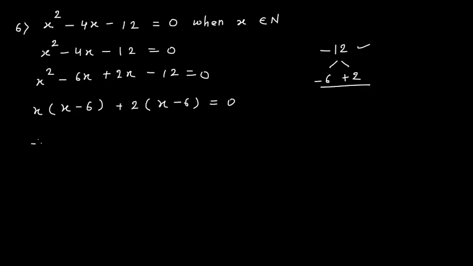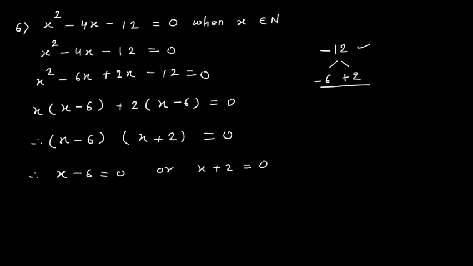So therefore I have x minus 6 in one bracket and x plus 2 in another bracket, and this is equal to 0. So therefore this will give me x minus 6 is 0 or x plus 2 is 0. So therefore I will get x is 6 or x is minus 2. So I have two answers, x is 6 and x is minus 2. Now let us move to question number 7.